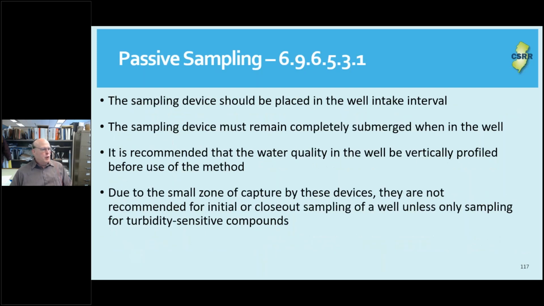The sampling device should be placed in the well intake interval. The sampling device must remain completely submerged when in the well. It is recommended that the water quality in the well be vertically profiled before use of this method. And due to the small zone of capture by these devices, they are not recommended for initial or closeout sampling of the well unless only sampling for turbidity sensitive compounds.